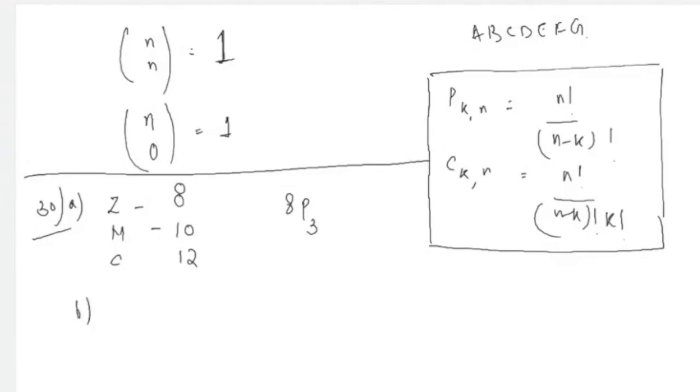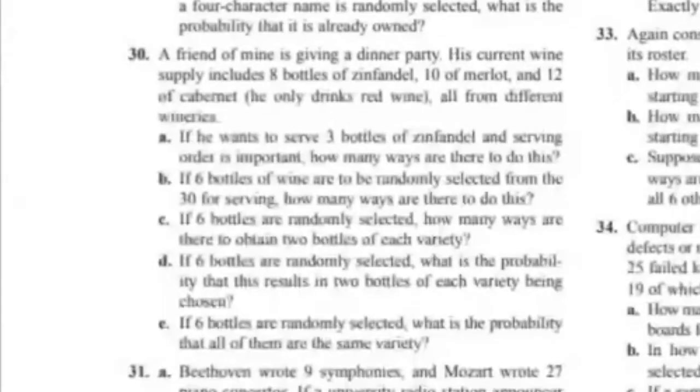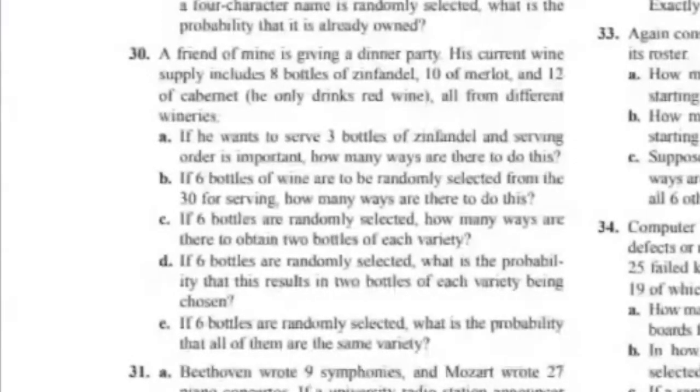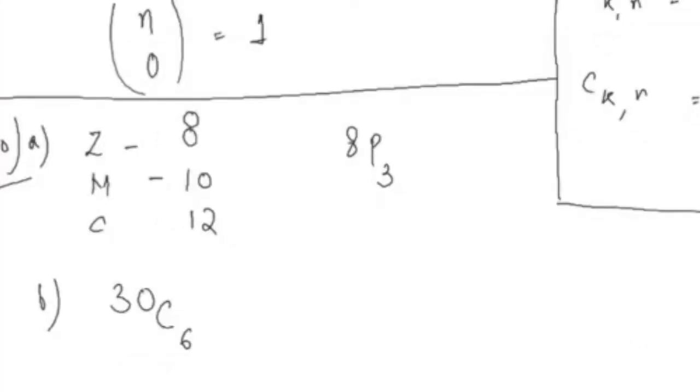So 8P3. Second part, if 6 bottles of wine are to be randomly selected from the 30, so out of the total set of 30 bottles, if 6 are to be selected, how many ways are there to do this? Since the question is saying that you are randomly selecting 6 bottles, it doesn't matter which ones you select first. So you will be using combination and the answer would be 30C6.